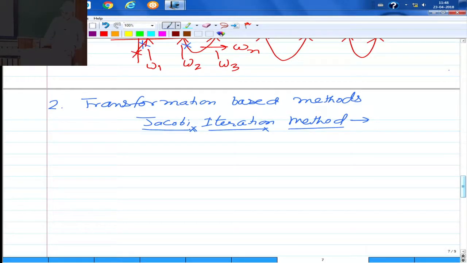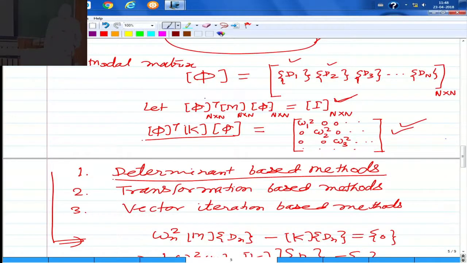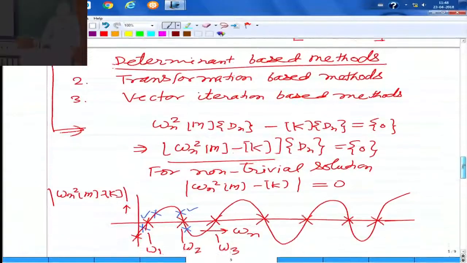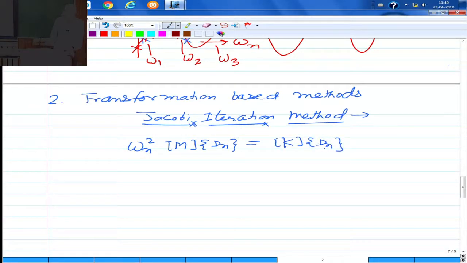As I said, the transformation property is that if I have a modal vector of the given problem, then phi transpose m into phi would be a diagonal matrix. Similarly, phi transpose k into phi would also be a diagonal matrix. So the basic idea here is that omega n square into m into dn is equal to k into dn. Now we want to diagonalize both m and k. So how can we diagonalize?